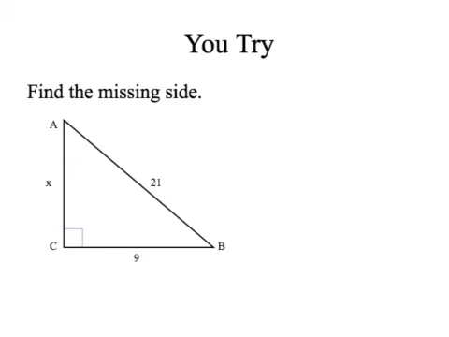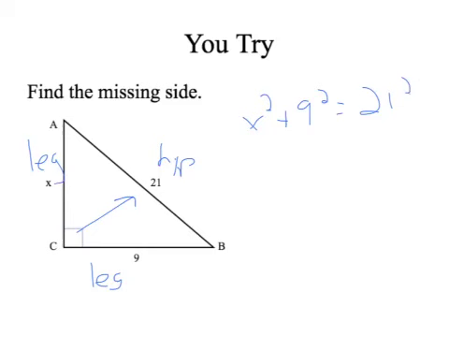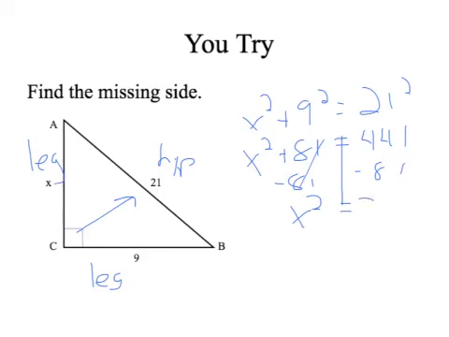And then go ahead and pause the video to do the second you try. So to identify, AC is a leg, BC is a leg, side opposite the right angle is your hypotenuse. So it'd be leg squared plus leg squared is equal to hypotenuse squared. Okay, 9 squared is 81. 21 times 21, or 21 squared, is 441. Right here I need to get x squared by itself, so I'll subtract the 81 from both sides. So x squared is equal to 360.